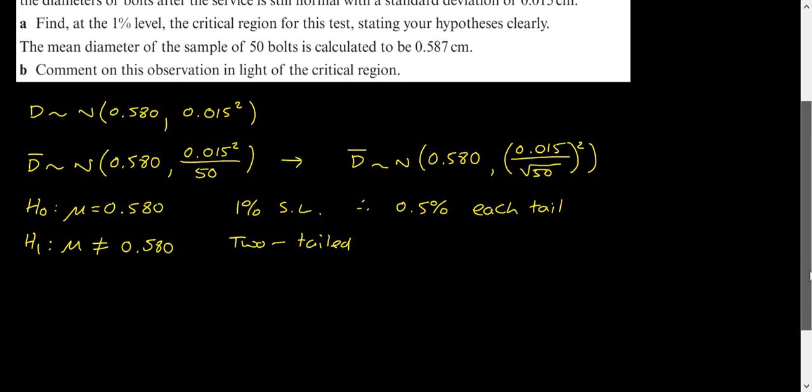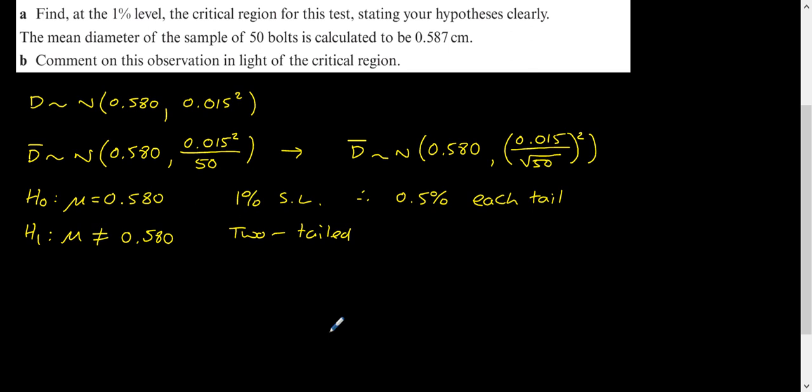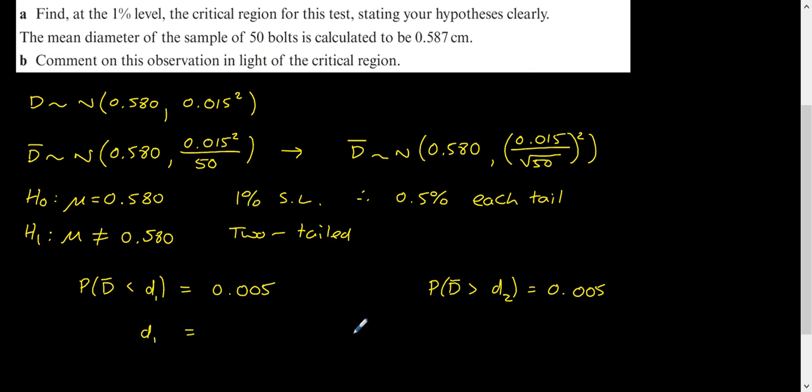Okay, so what is it we're actually trying to work out then? We need to test at each tail. We need to find the probability that D bar is less than D equal to 0.005. We're also working out the probability that D bar is greater than D equals 0.005. Now I should technically call these D1 and D2. So we'll use our inverse normal calculation and we'll find out what our values are.